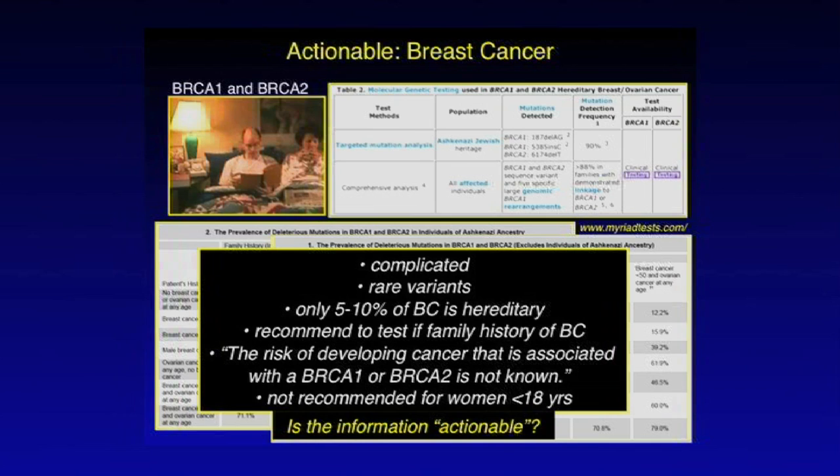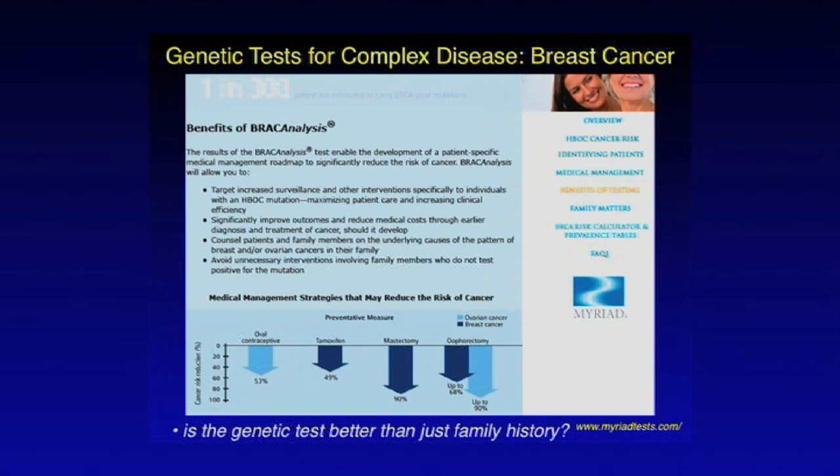I found this when I was preparing this a few years ago. I haven't found this statement in their current information, but this was from Myriad Genetics that makes this test. The risk of developing cancer that is associated with BRCA1 and BRCA2 is not known. That's confusing to me in a breast cancer test.